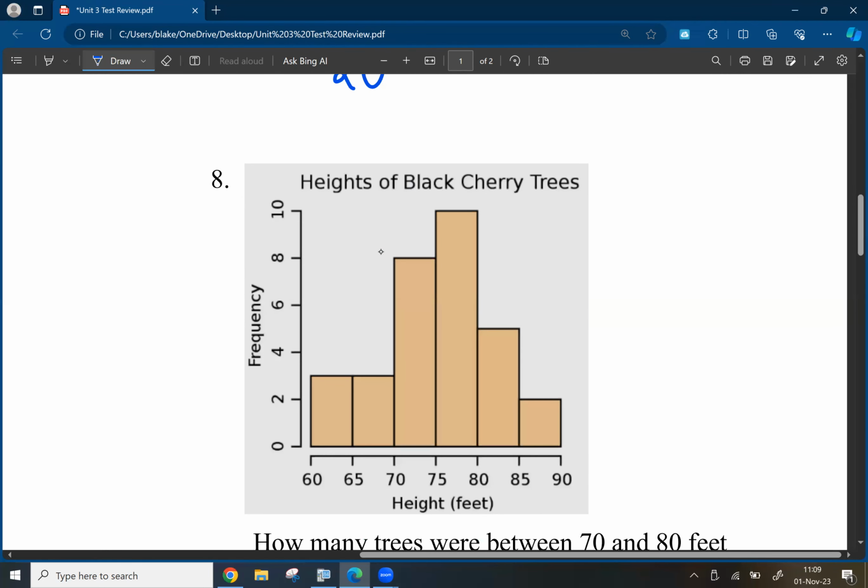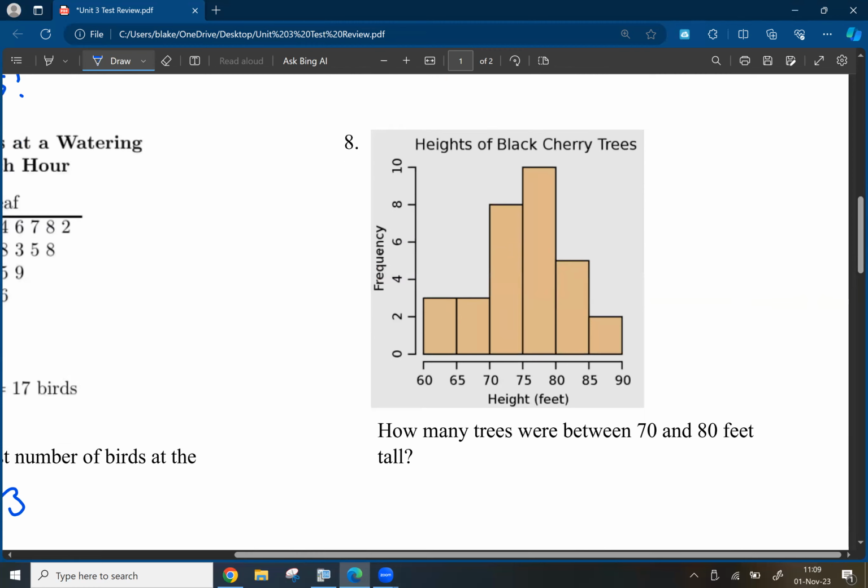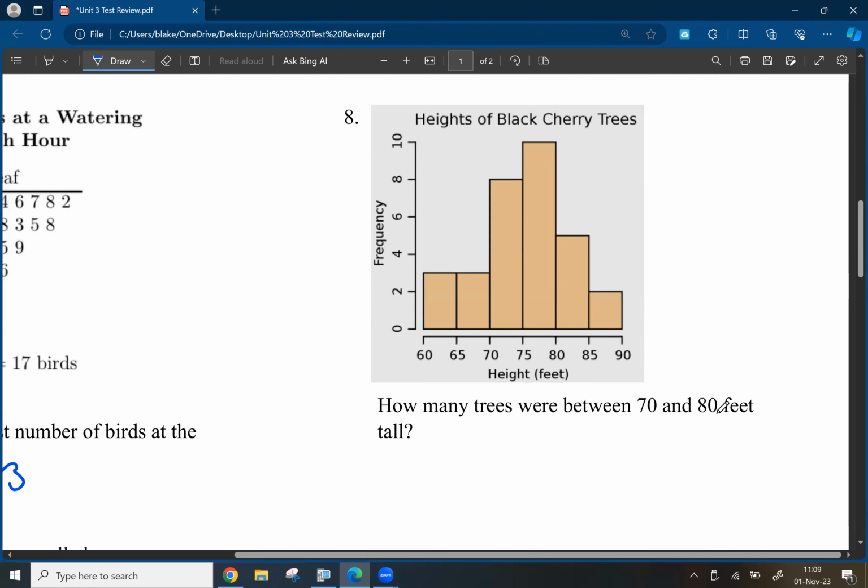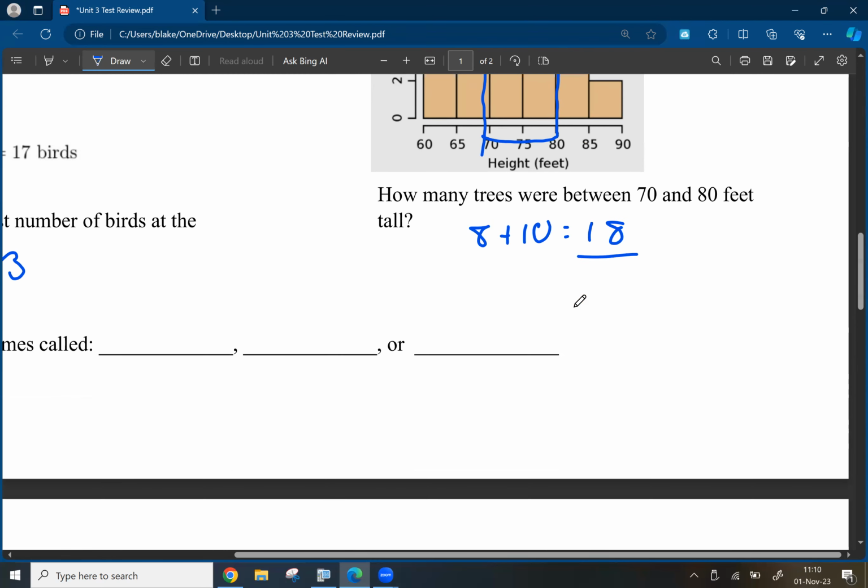Number 8, let me zoom out just a little bit. How many trees were between 70 and 80 feet tall? So between 70 and 80 feet is going to be this region here, of course. So we have 8 plus 10, which of course is 18. So we have 18 trees between 70 and 80 feet.